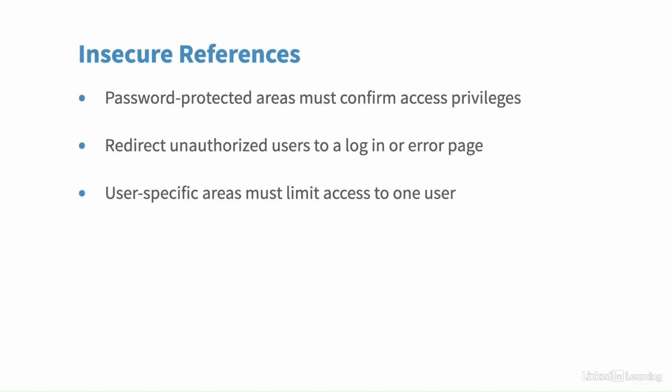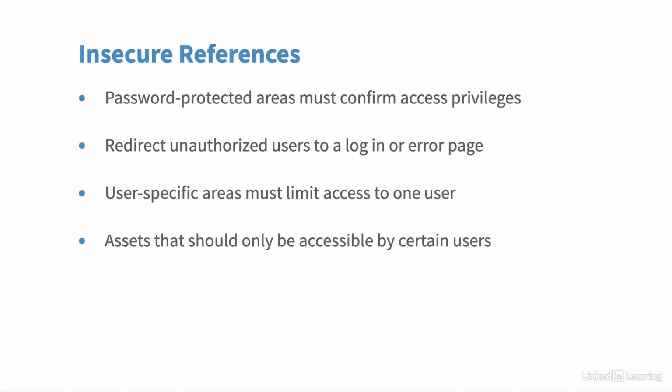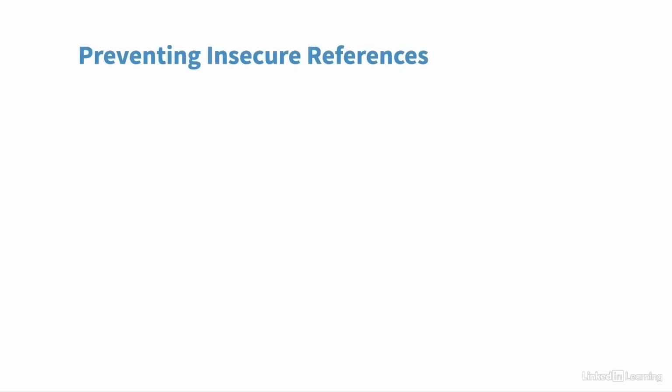It's also not just web pages. Assets like images, videos, and PDF files may allow direct access and need to be access controlled. If a website provides an API to access its data, then it may need access controls too. How do we establish access controls and prevent these kinds of insecure references?